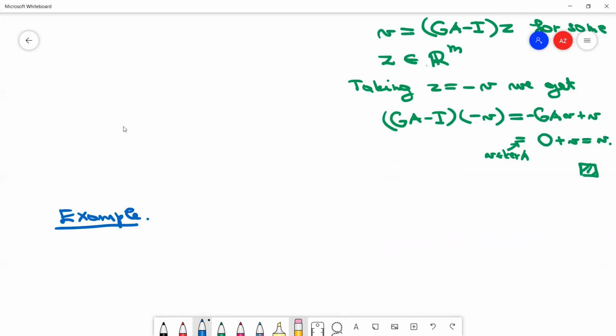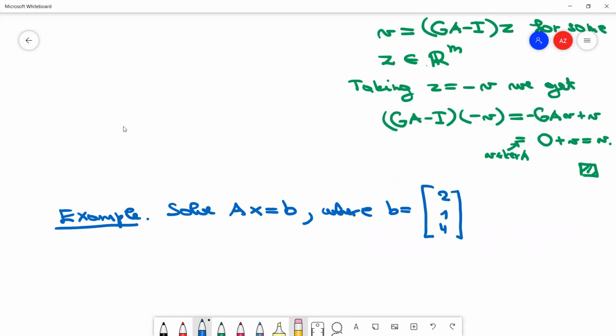So we have to solve AX equals B, where B is equal to (2, 1, 4), and A is, as in the last example, 0, 0, 2, 0, and then 0, 0, 1, 0, 2, 0, 1, 4.